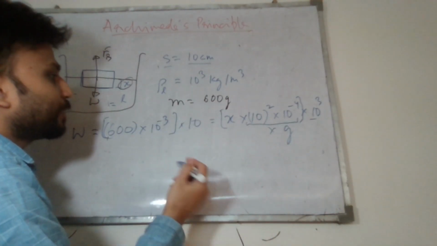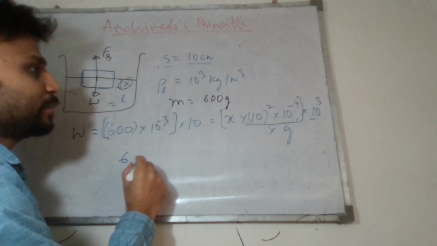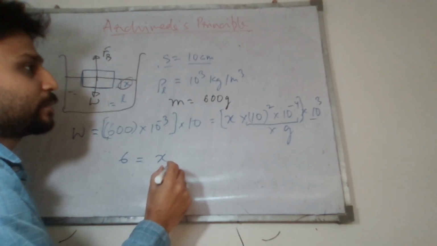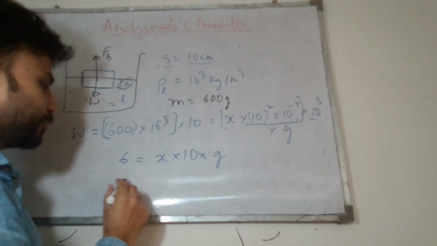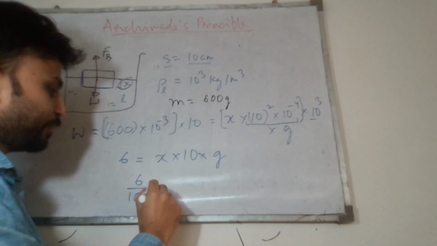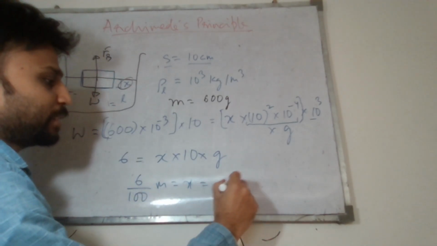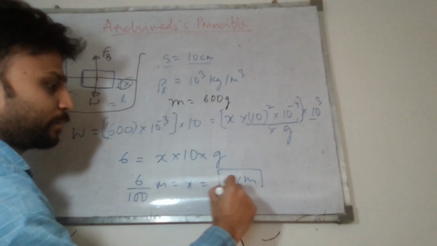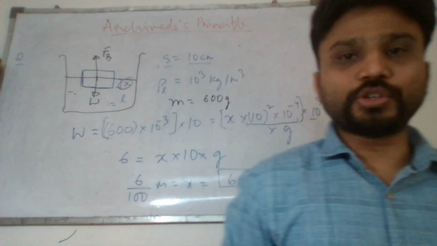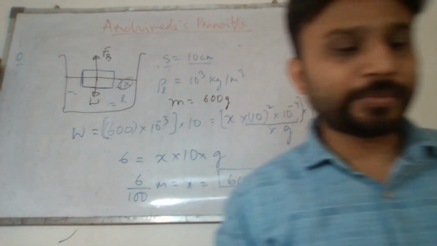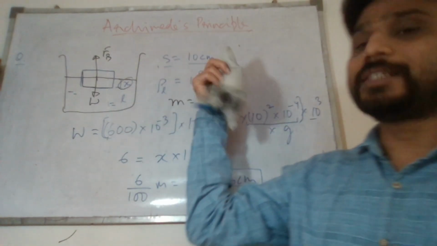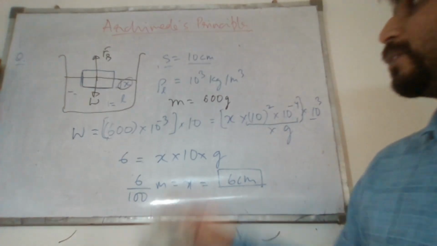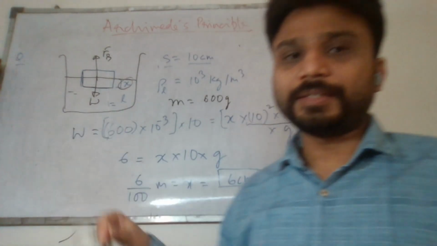So simply calculating this will become 6 is equal to x into 10 into g. So this is basically 6 by 100 meters, or simply 6 centimeters. So this is the height with which the cubical block will descend inside the water, whose density is 10 to the power 3, to balance the weight.